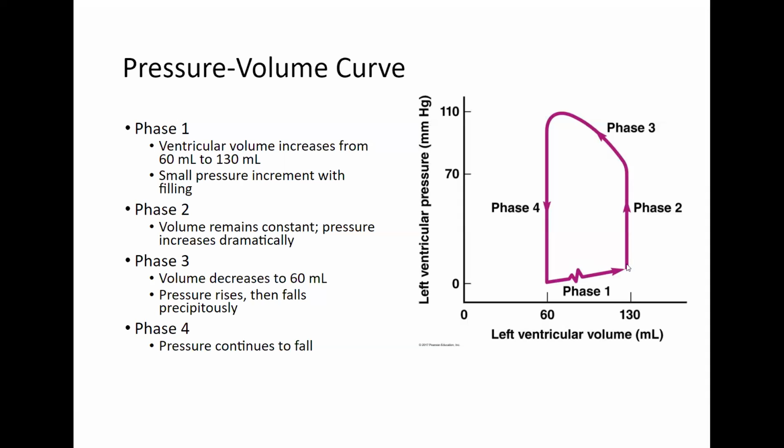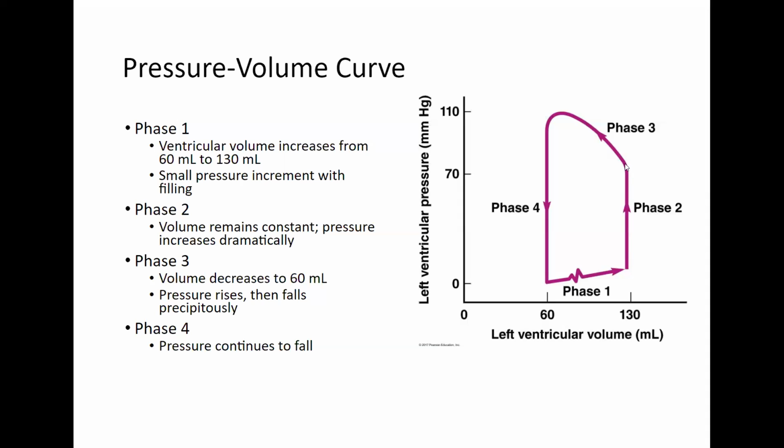Next, we have phase 2. We don't change the volume because phase 2 is isovolumetric ventricular contraction. So what we have happening is we keep the same amount of volume in our ventricle, but the pressure shoots up because we contract the walls around that blood. So the ventricles are contracting. So we see a dramatic upshoot in the pressure of the left ventricle.